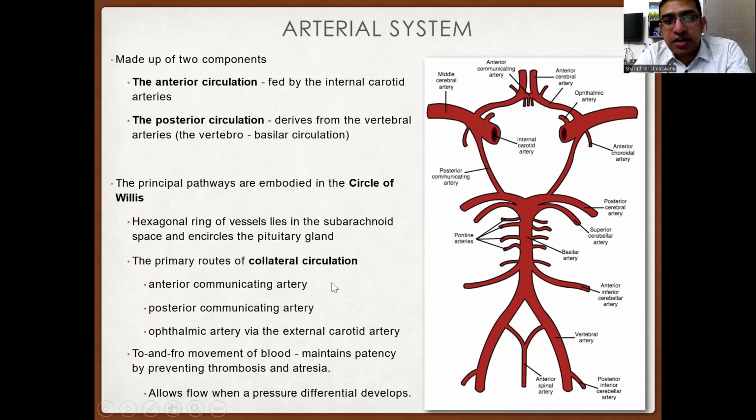So routes of the collateral circulation are the anterior communicating artery here, the posterior communicating arteries here, and the ophthalmic artery via the external carotid artery. So there can also be to and fro movements of the blood in the Circle of Willis, and it maintains the patency and it prevents thrombosis and atresia. So it also allows the flow when you have a pressure differential.